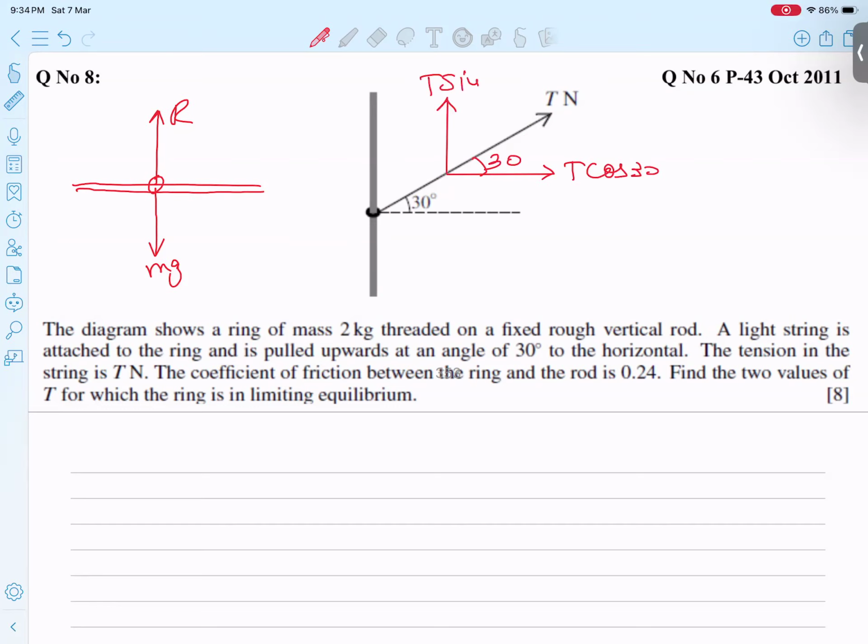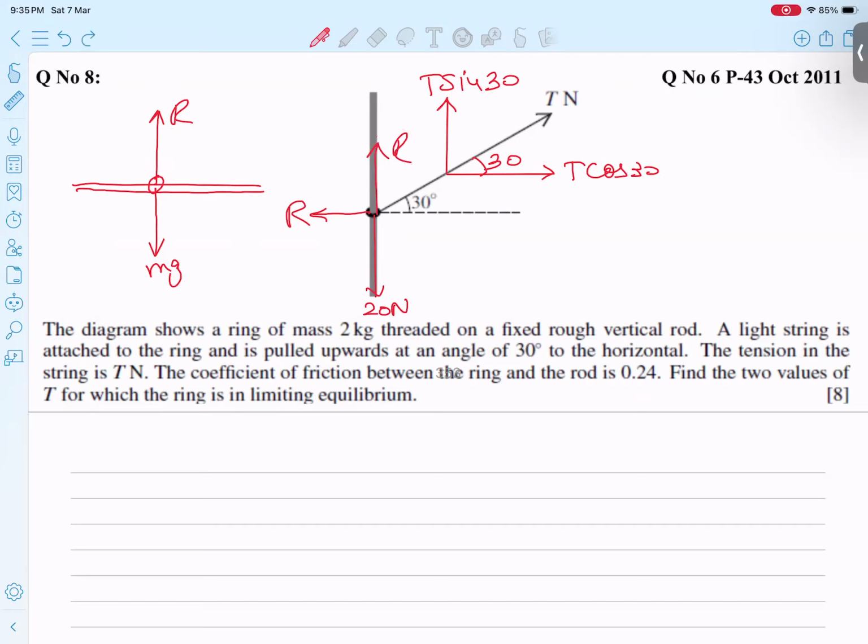But you know, students, this force will pull the ring outwards, so in reaction, R will be inside. Some people think the weight acts downwards, with mass 2 kilograms into 10, so the weight is 20 newtons acting downward, and that R is upward, the same as this. Not at all. Not at all.